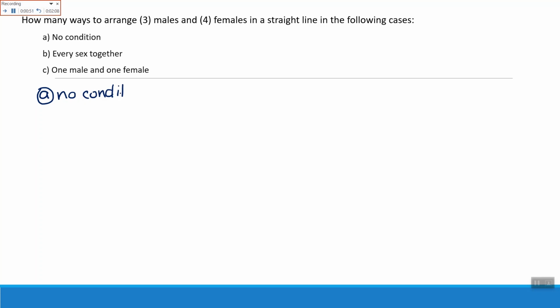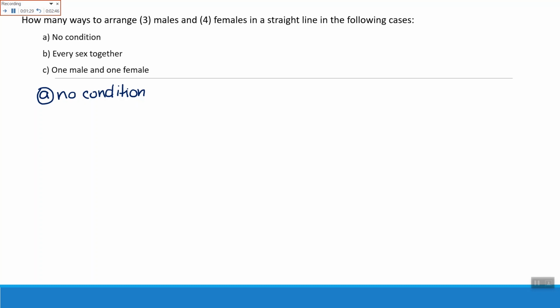So what does that mean? When we say that there is no condition, it means that we don't care if the females sit next to the males, or sit together, or the males sit together, or it's mixed up. We really don't care about the gender. We have 3 males and 4 females, but that is not important because there is no condition. So we deal with them as if there are only 7 people. This is how we look at the question.